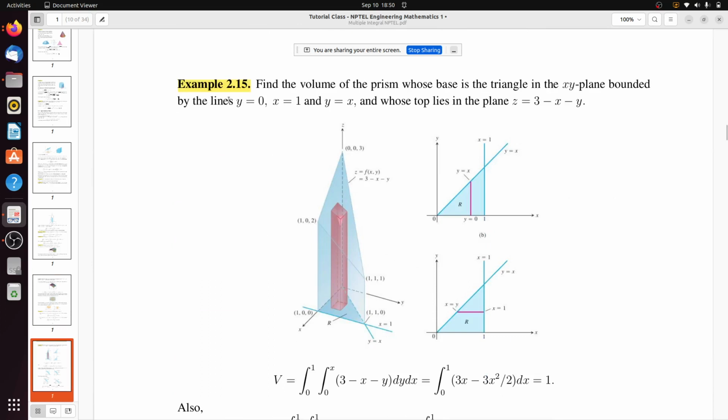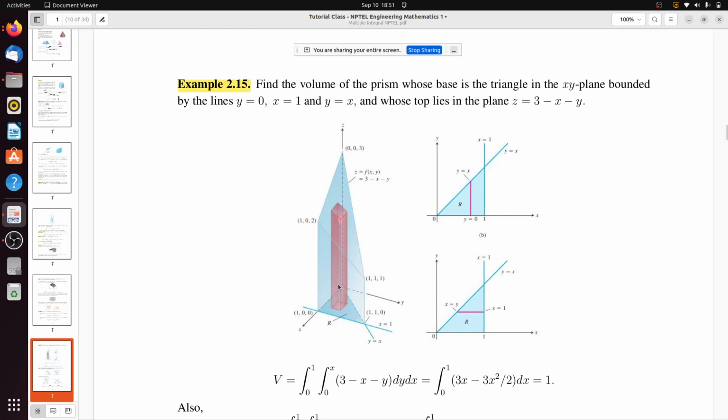So find the volume of the prism whose base is the triangle in the xy plane bounded by the lines y equals 0, x equals 1 and y equals x, and whose top lies in the plane z equals 3 minus x minus y. So we are to find the volume of the prism whose base is the triangle in the xy plane bounded by these lines, and whose top lies in this plane.